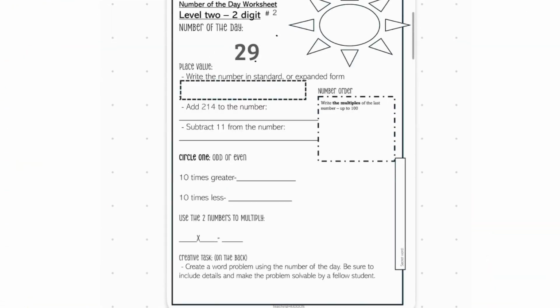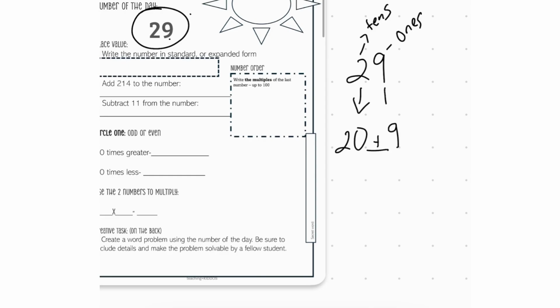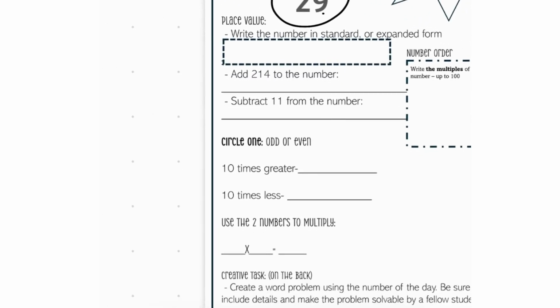All right, welcome back. We're on level 2, worksheet number 2, and today the number we're working on is 29. So let's take a look. It's already written in standard form, so we're going to create it in expanded form. We know that 2 tens is the same as 20, and we know that 9 ones is the same as 9. So we add those together, and that becomes 20 plus 9. We can write that right in there.